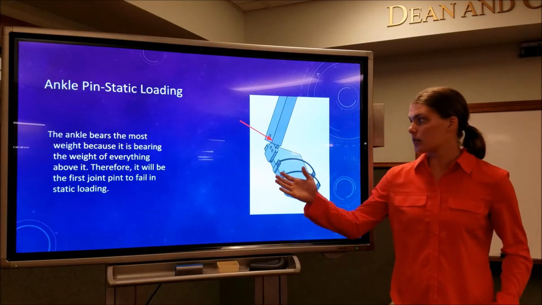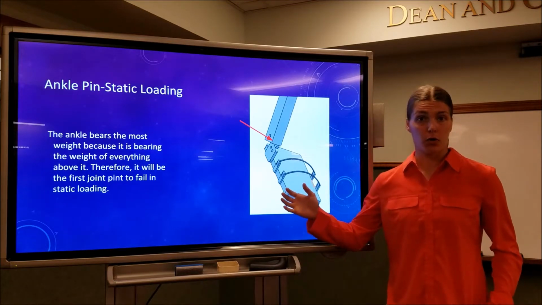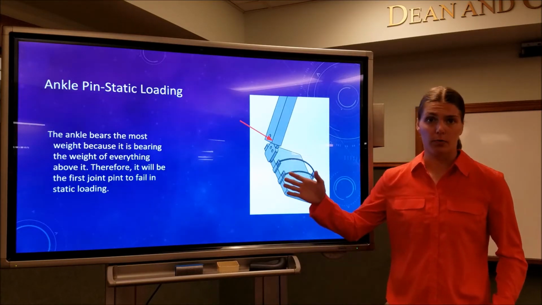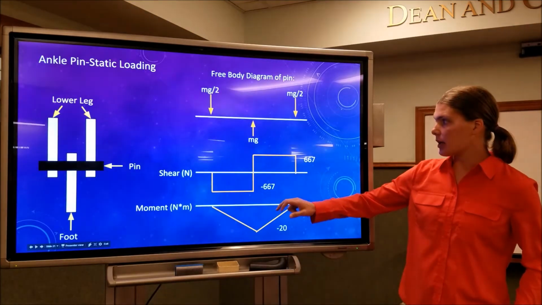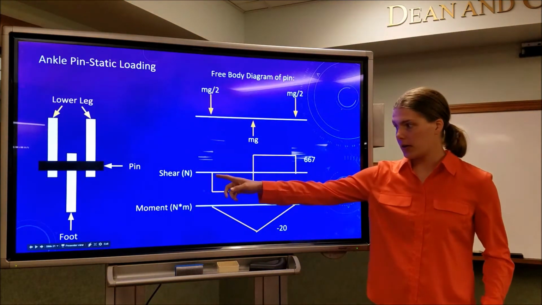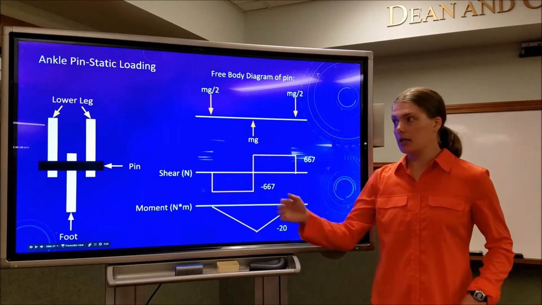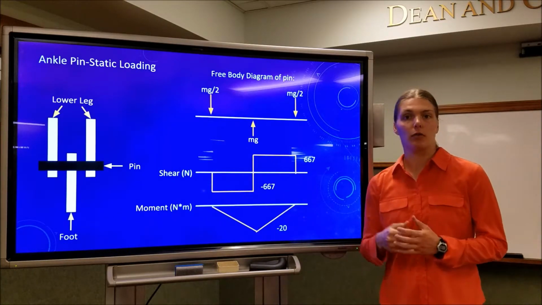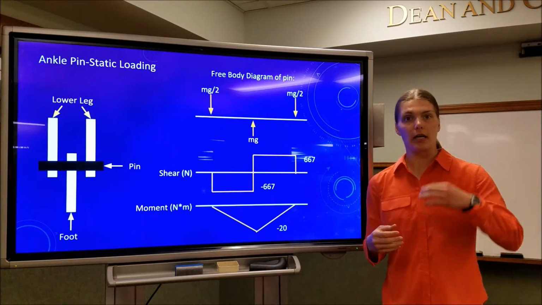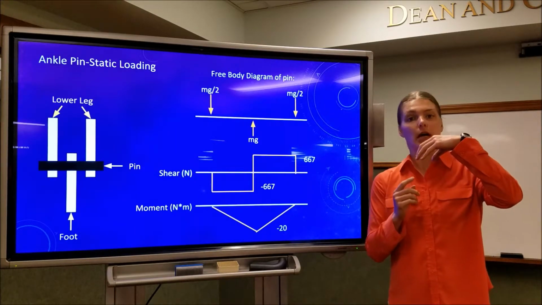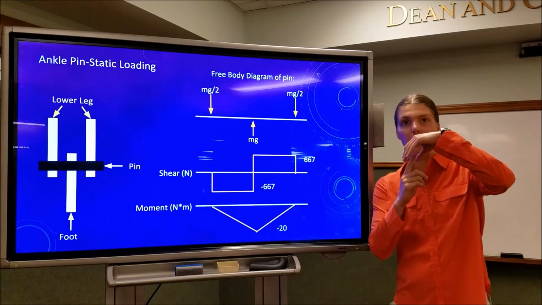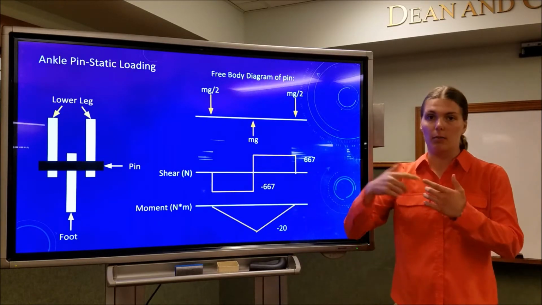Okay, so as far as static loading goes, we chose to focus on the ankle pin first because it's going to have the most weight. It's going to have everything above it. So looking at that, there's our design of our ankle pin. The pin is in between the lower leg and the foot. Due to the adjustability of our leg, the leg itself is hollow, where it attaches to the ankle at the foot, and so the foot comes up in here, and then the pin goes through it.